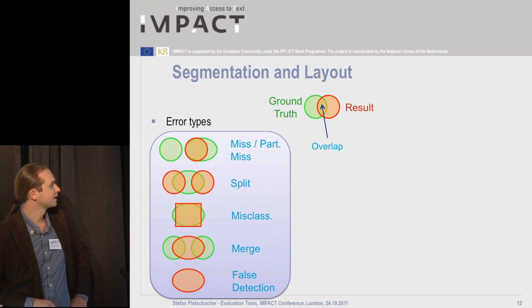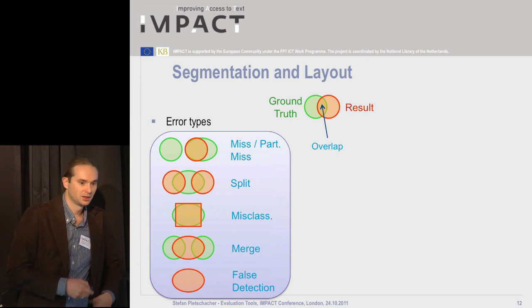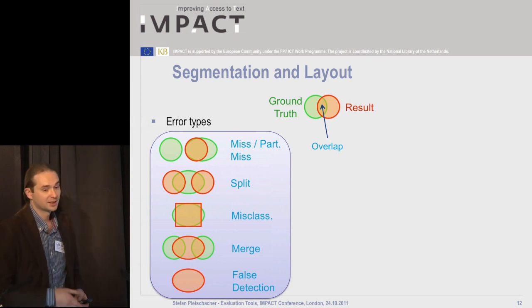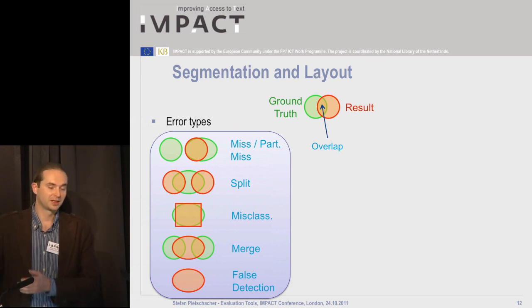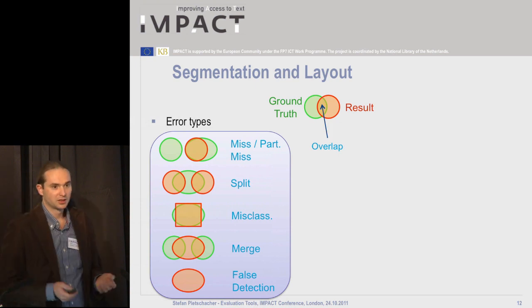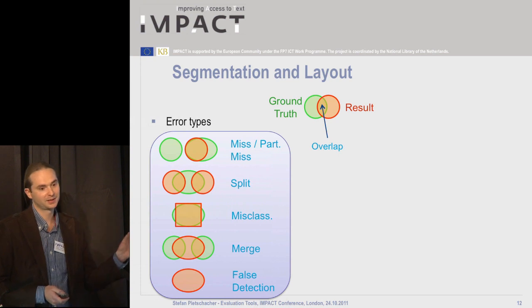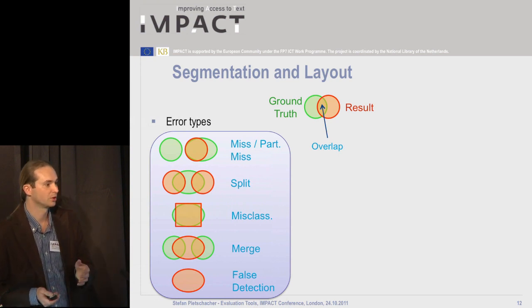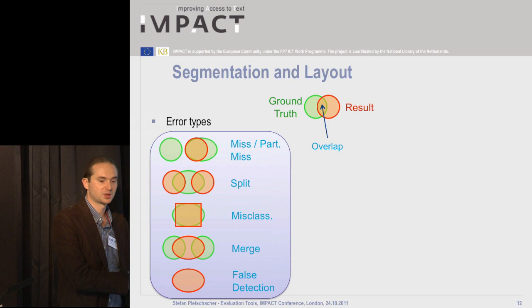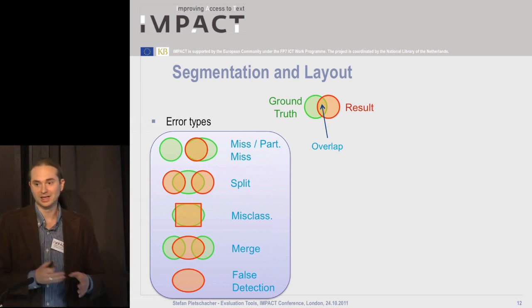Misclassification basically means that the ground truth has one type assigned and the segmentation or layout analysis then produced or marked it as some other type. So a very, very severe problem is if some text is classified as image, because then it would never be sent to OCR and so you basically lose that content.